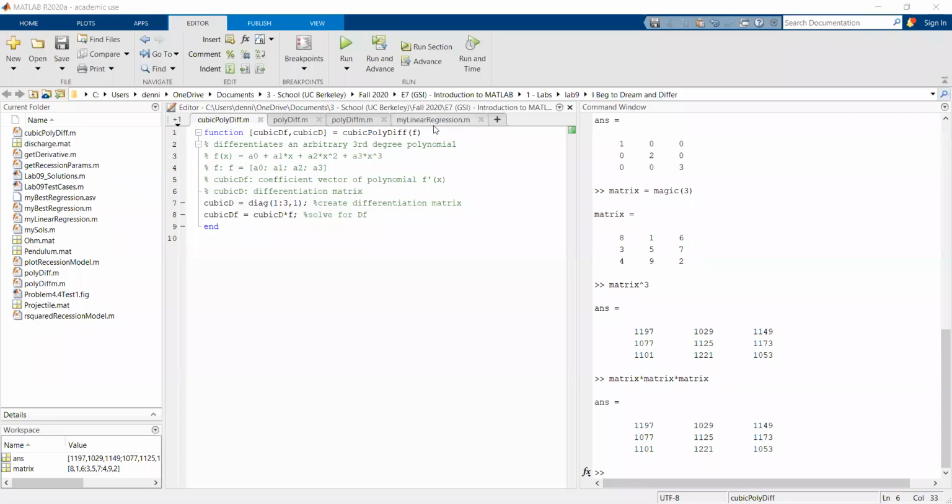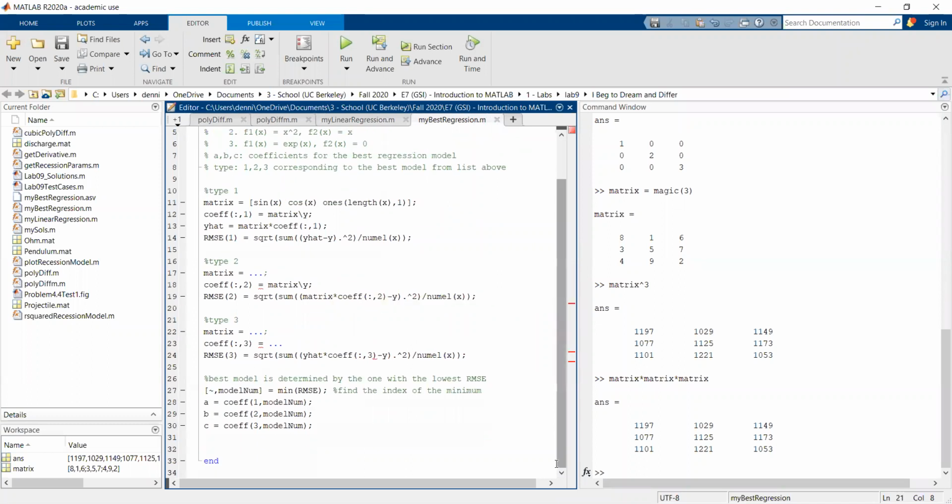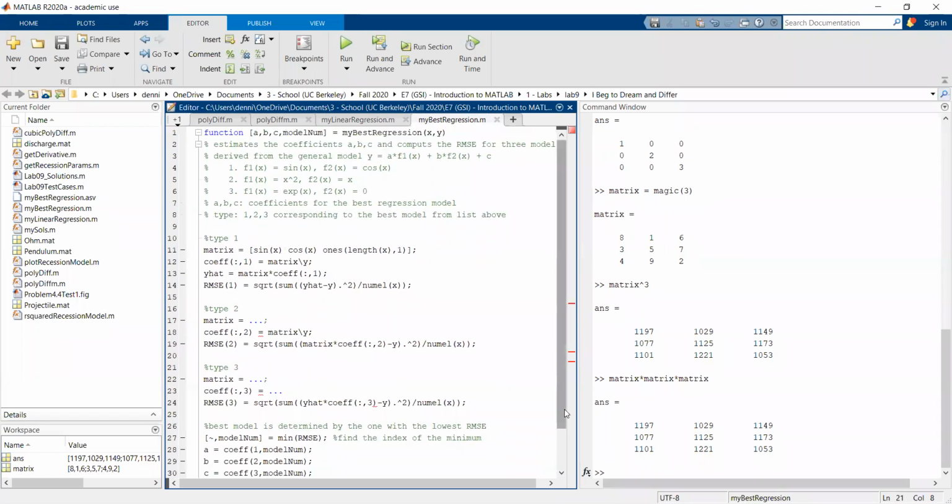Oh, someone wanted me to scroll down to the last code. For the very last one, you're talking about my best regression, right? I think. Oh, I see. There's nothing. Yeah, there's literally just an end statement. Okay. Let's stop the recording then.